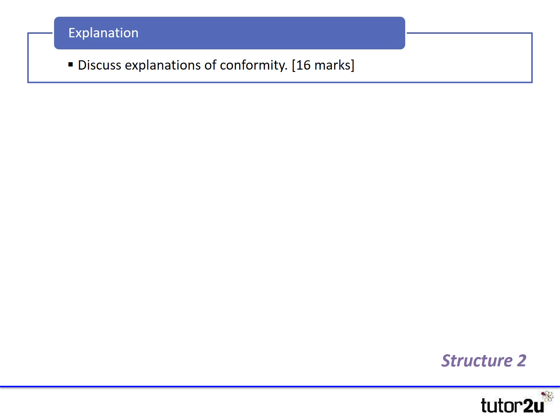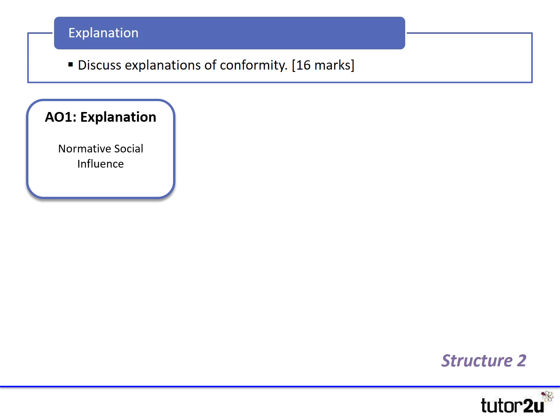If you've got a different question, discuss explanations of conformity, I'm going to argue that you might want to take a different structure, okay, and here's the reason why. I would start in this case, it's explanations with one explanation. I'd talk about normative social influence.